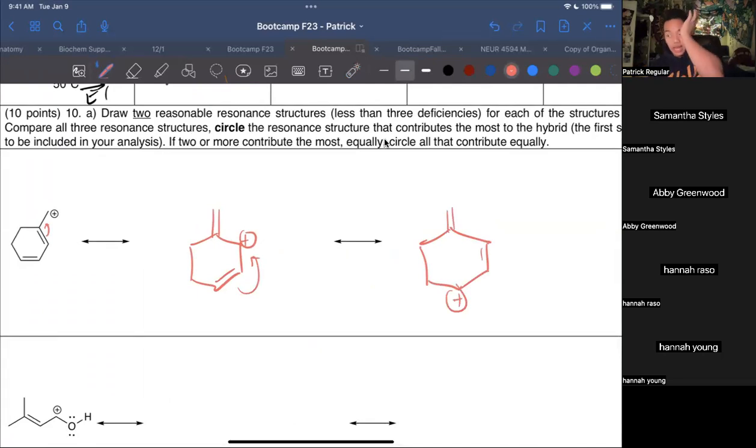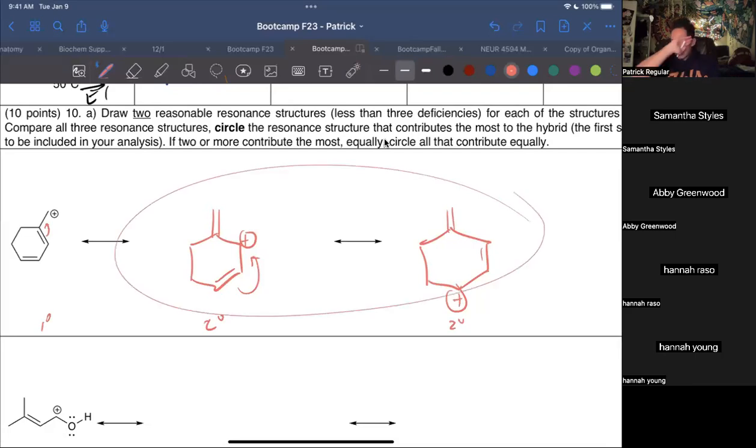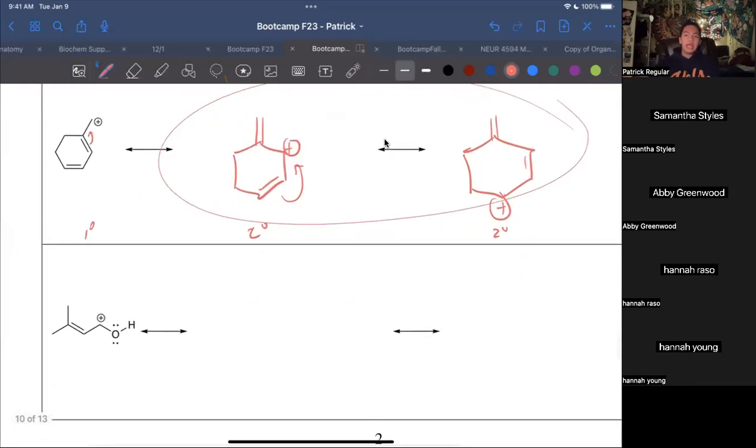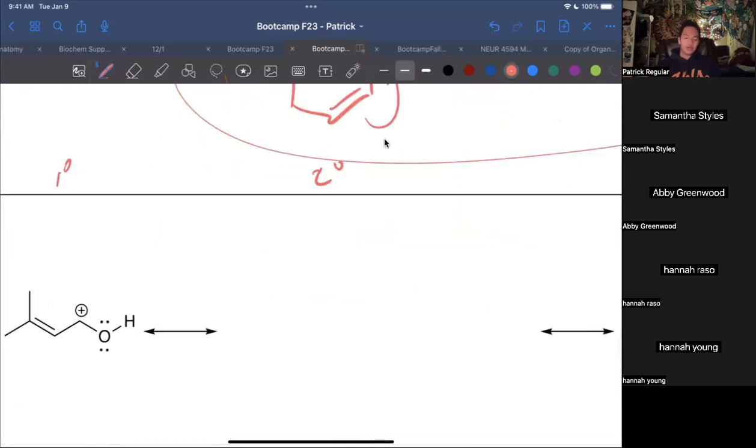All right. Now let's circle the most stable. Well, first off, which one has the most amount of bonds? They both have two pi bonds. Which one has the least amount of formal charges? They all have the same amount of formal charges. Now let's look at the location of the formal charges. Primary, secondary, secondary. These two are more stable. Now let's take a look. More formal charges. Let's draw resonance structures.